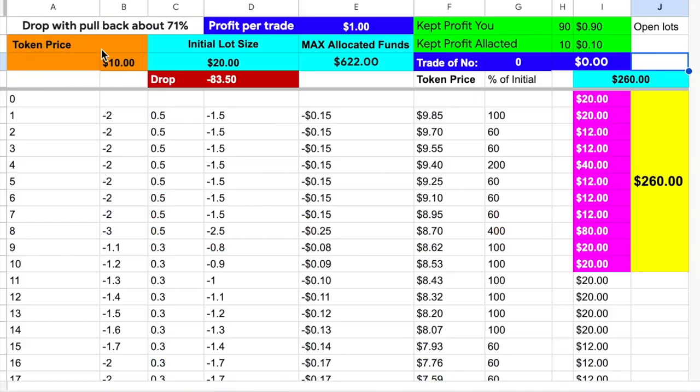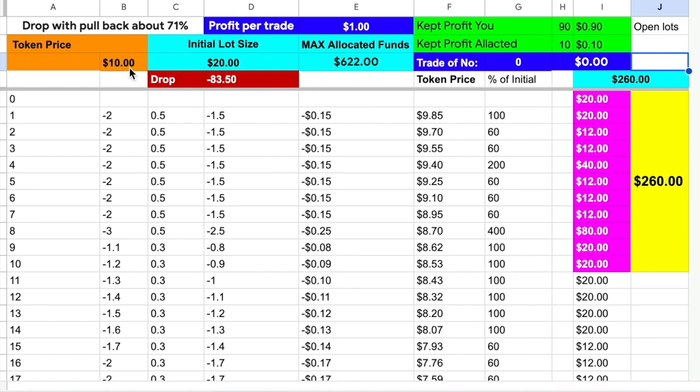Now, if you look over here in the orange, I've got the token price and I've set that for $10. Obviously, that would be a changing number depending on the token that you're trading. But for simplicity, I'm going to keep that at $10. We're now going to look at the trade log.